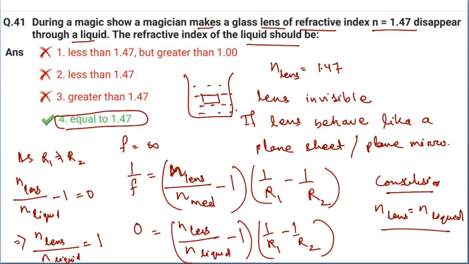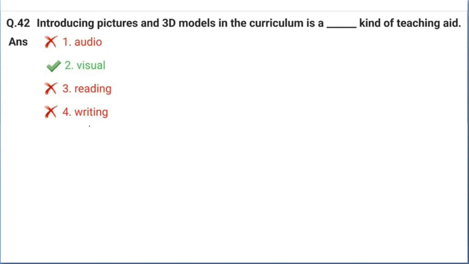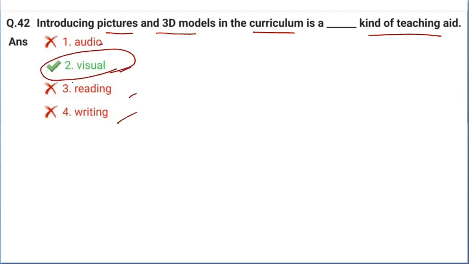Then the next question, question number 42. This is a methodology question. Introducing pictures and 3D models in the curriculum is what kind of teaching aid? Audio, visual, reading, writing. Obviously, pictures and 3D models are a visual kind of teaching aid.